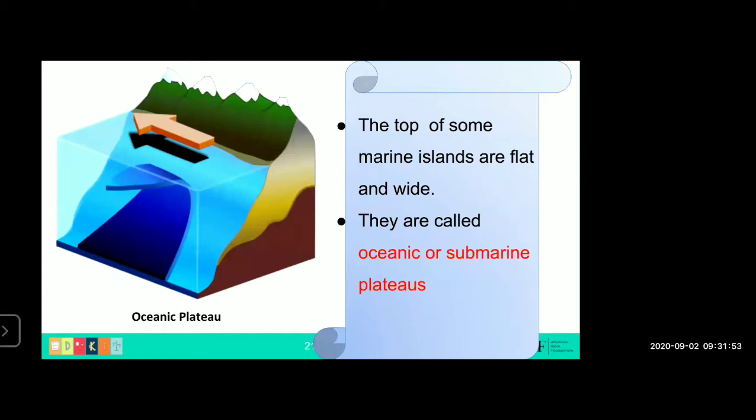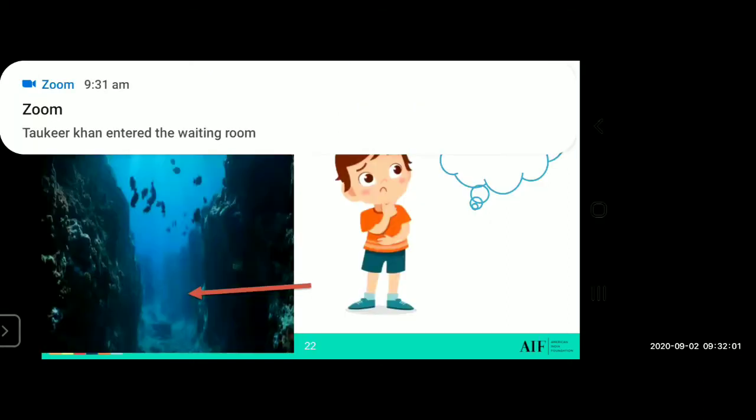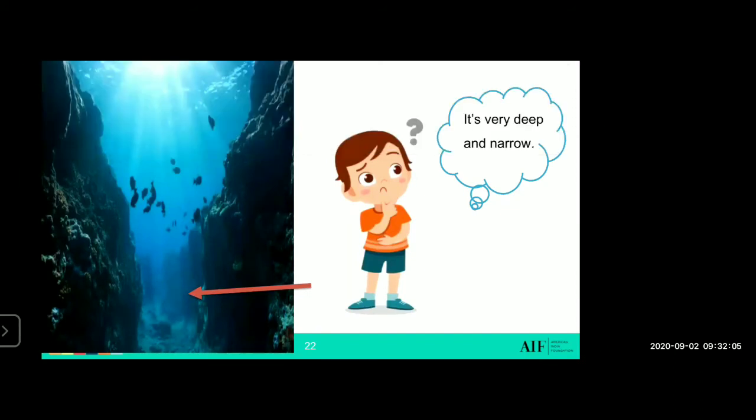For example, Tagus Plateau in Indian Ocean. Now you can see in this next slide that the boy is trying to say something. He's thinking about something. What he's saying is that there is a steep slope over here and it is deep and narrow. So he's trying to find out what it is actually about. So let's see what it is called.